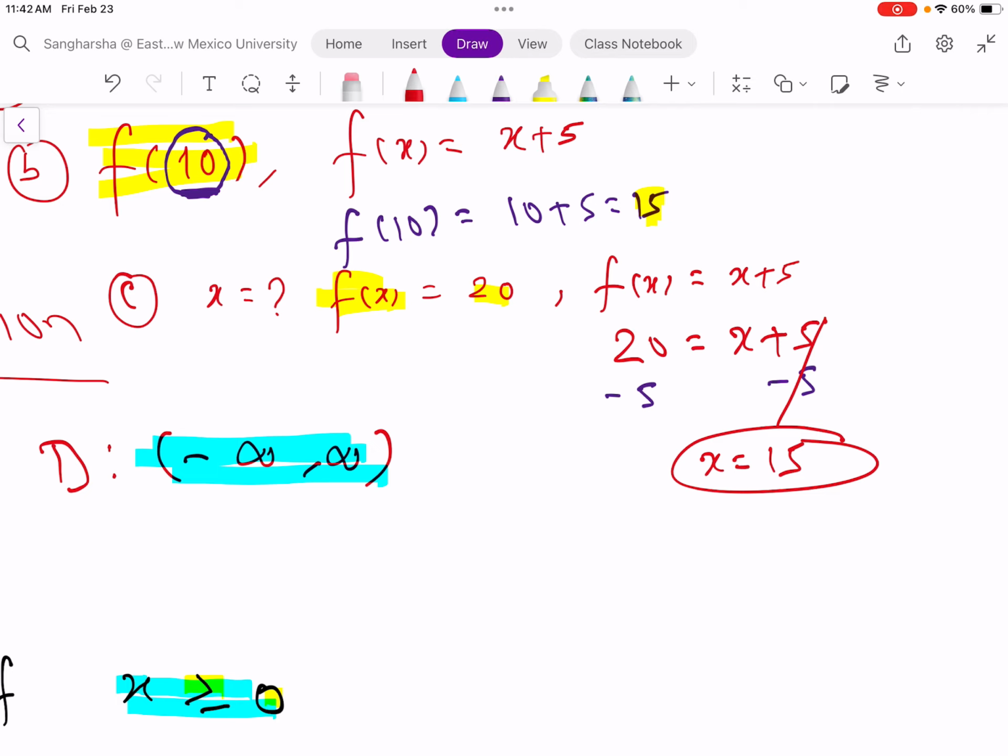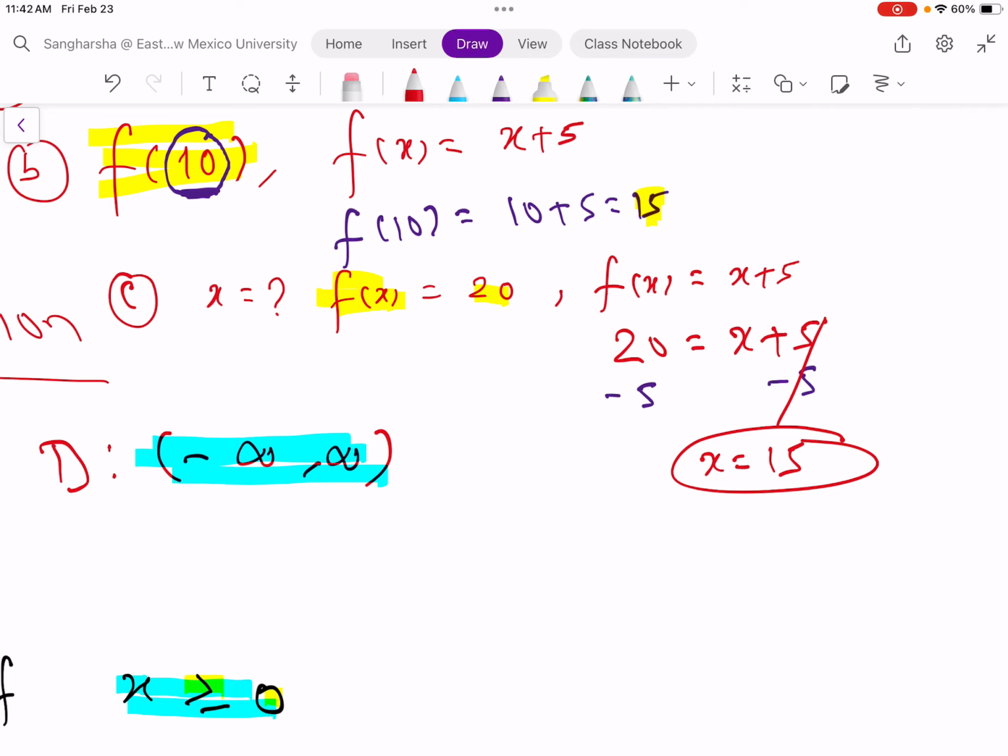Okay, now from 47 to 54, we have to determine whether it's a function or not. Just let me read and tell me if it's a function or not. The length of a side of a square is the input variable, and the perimeter of the square is the output variable. Is this a function or not?